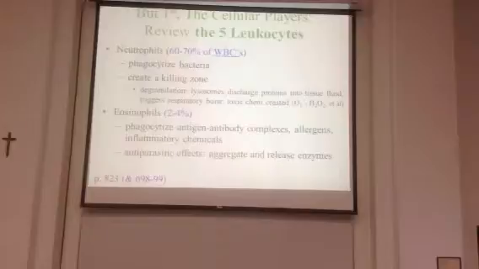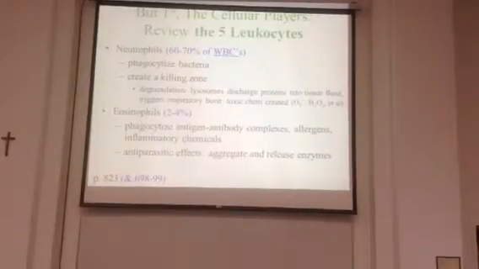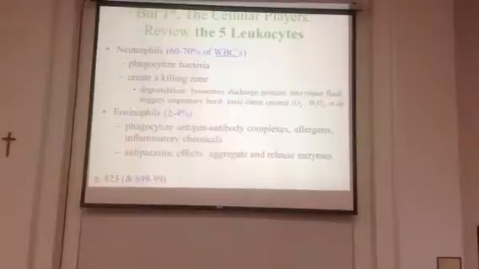That's great. And then they are also anti-parasitic. So sometimes if there is a parasite in our body, these are the cells that will hopefully recognize it and deal with it. So they'll produce a little bit of their own killing zone, but not quite as popular as the neutrophil one. So there's aggregate and release enzymes. That's another milder form of a killing zone.